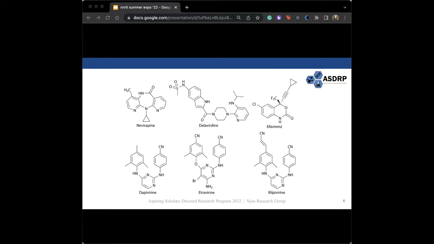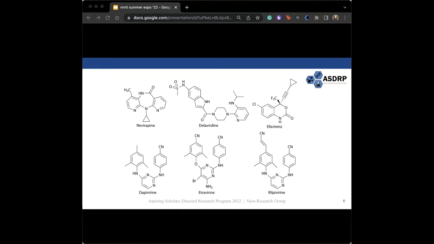And so here are some FDA-approved NNRTIs, and our studies focus on efavirenz. Unfortunately, efavirenz was being phased out due to studies that correlate the usage of efavirenz with neurotoxic effects, as well as its poor resistance profile in relation to mutations in the HIV reverse transcriptase.